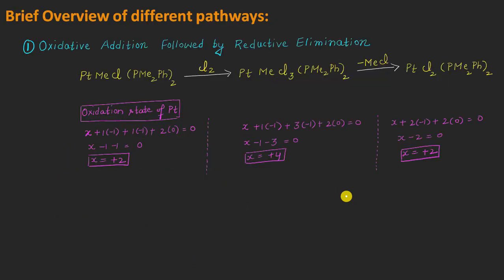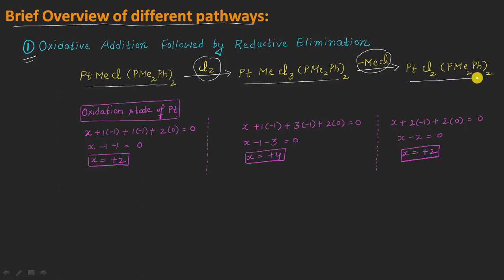But before that, let me give you a brief overview about the different kinds of pathways which we have just seen on the previous slide. The first one was the oxidative addition followed by the reductive type of elimination, right? So in order to have some insight into this type of pathway, I have taken this example in which this complex is reacting first of all with a molecule of chlorine, I mean the molecular chlorine, resulting in the formation of this complex, which is undergoing the elimination of a molecule of methyl chloride, finally resulting in the formation of this type of product molecule, right?